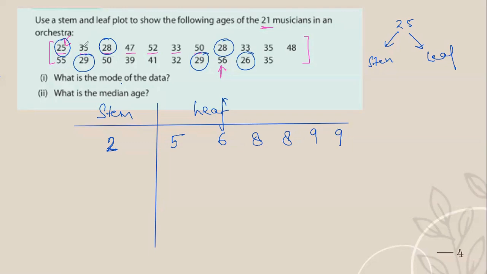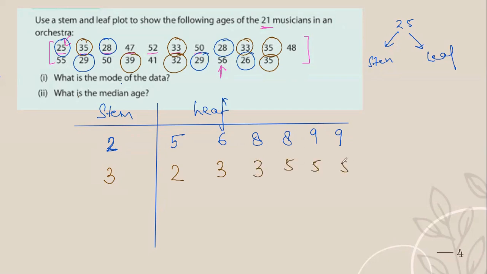Then we have the numbers under the 30s. Let me change the color to write it. These are 35, 33, 33, 35, 39, 32, and again 35. The smallest one is 32, so I write 3 as the stem. The smallest number under the 30s is 32. Then I have 33, two times, then 35, three times, so 5, 5, 5, and then 39, only one time. So 1, 2, 3, 4, 5, 6, 7, these are 7 numbers.